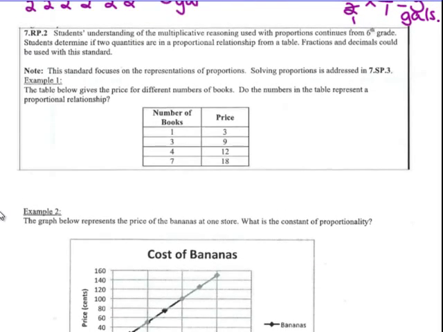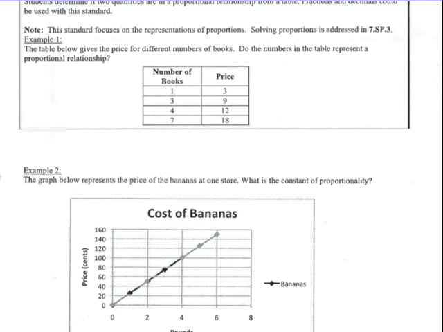So do you understand that to multiply by the same number each time, you could get a proportional relationship showing up in a table, for instance? The table below gives the price for different numbers of books. Do the numbers in the table represent a proportional relationship? So does the proportional relationship y divided by x give me a constant of proportionality? Or am I multiplying by the same number each time? Remember, this would be x and this would be y.